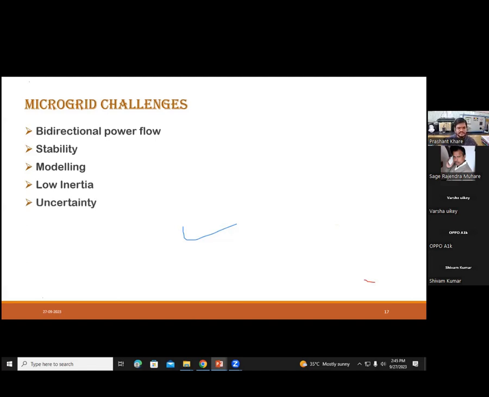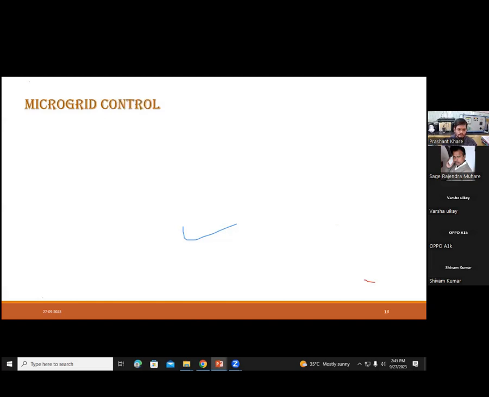And again, uncertainty. Uncertainty in terms of what? In terms of both load and generation. We cannot surely tell what the generation of the DER connected to the microgrid will be tomorrow. So these are some challenges in the microgrid. To overcome these challenges, we have to control the microgrid in a proper manner.